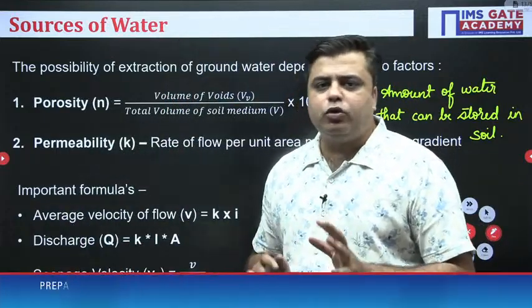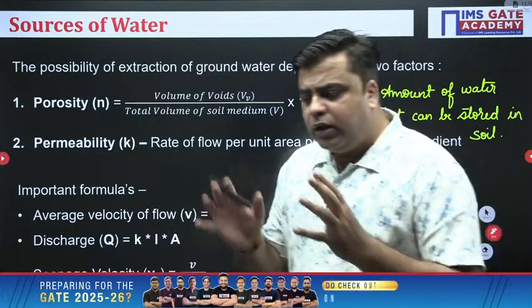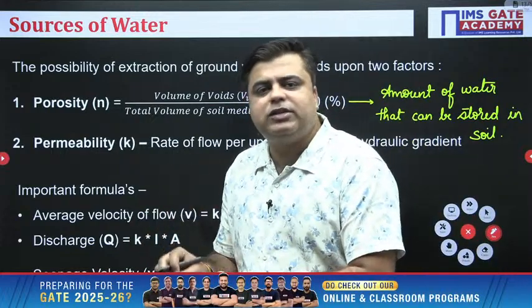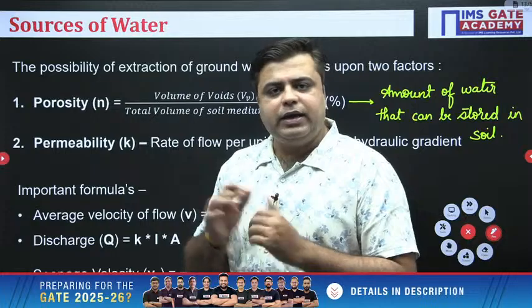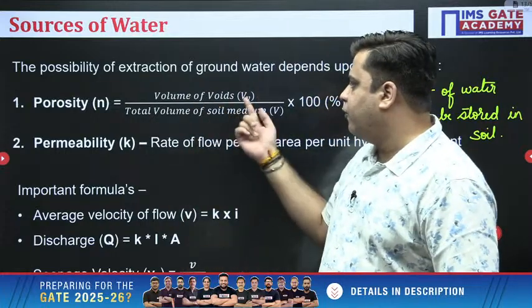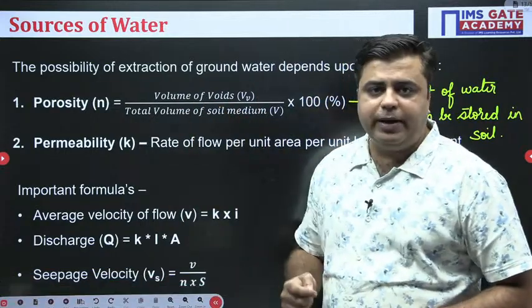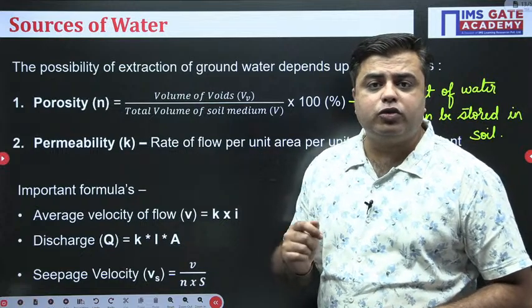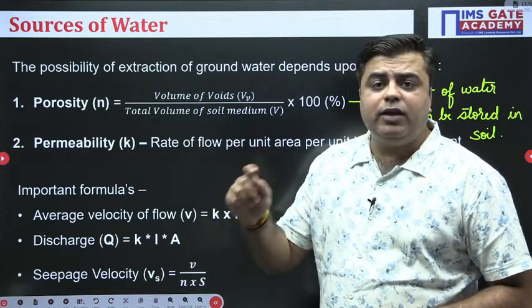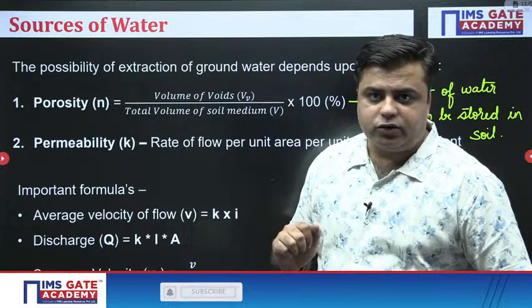So basically, porosity of the soil medium tells us about the amount of water that can be stored in the soil medium. It is calculated by calculating volume of voids to the total volume of soil medium. Which soil will be having more porosity? Fine-grained soil will have more porosity than coarse-grained soil.